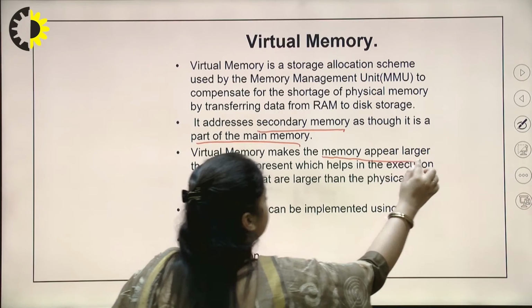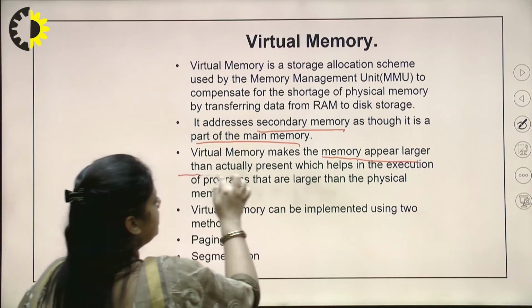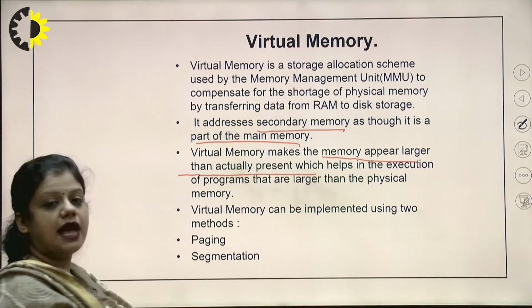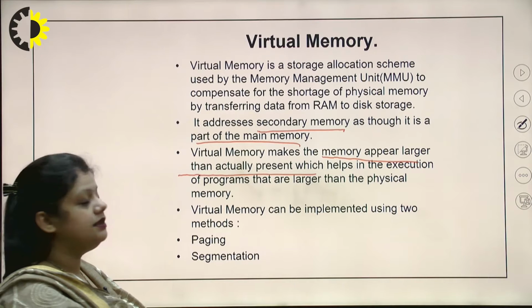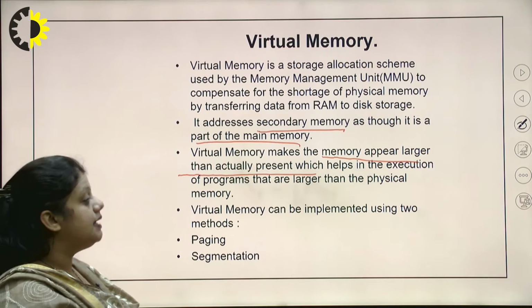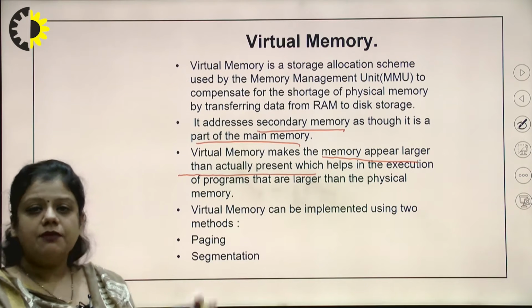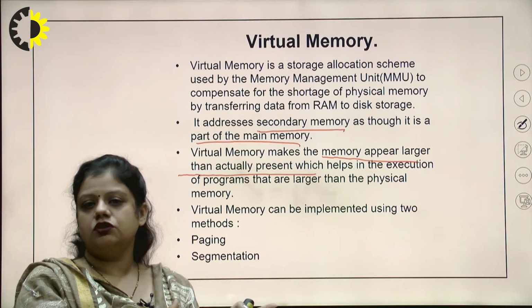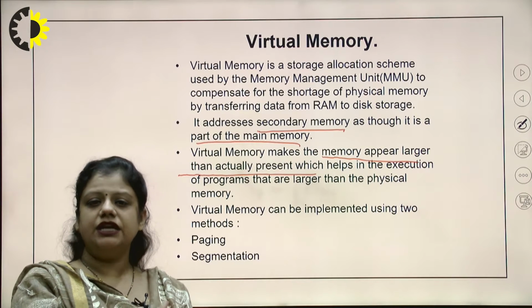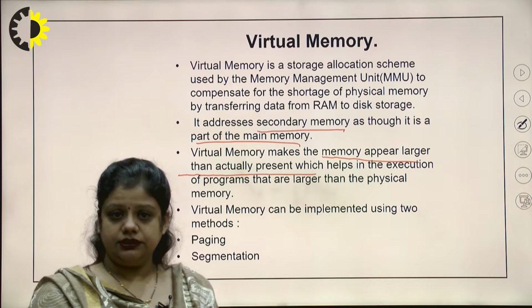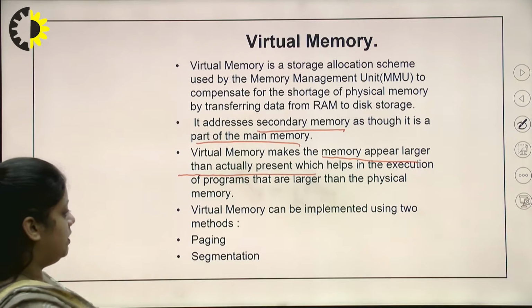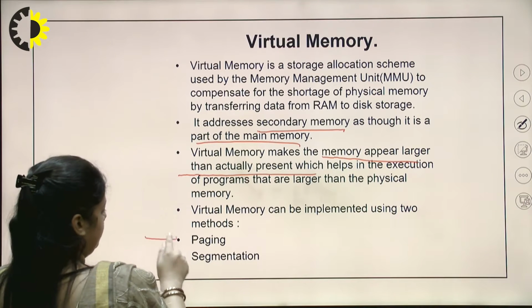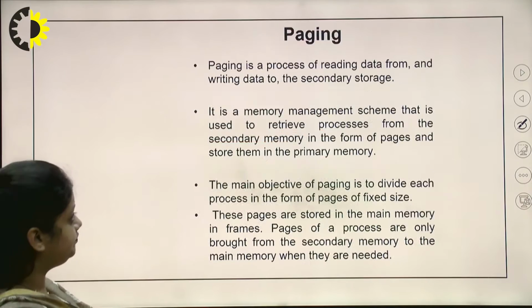This is the main objective: it makes the memory appear larger than what is actually present, which helps in the execution of programs that are larger than the physical memory. There are programs which are larger than the physical memory, so it treats the secondary memory also as part of the main memory. Virtual memory can be implemented using paging and segmentation.